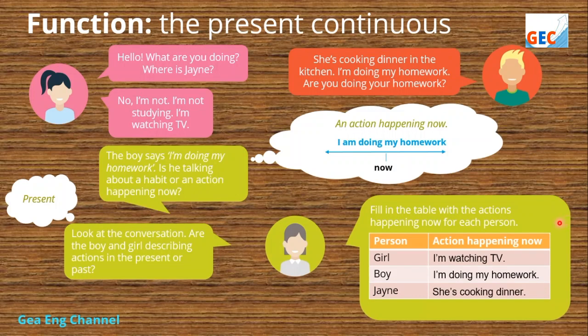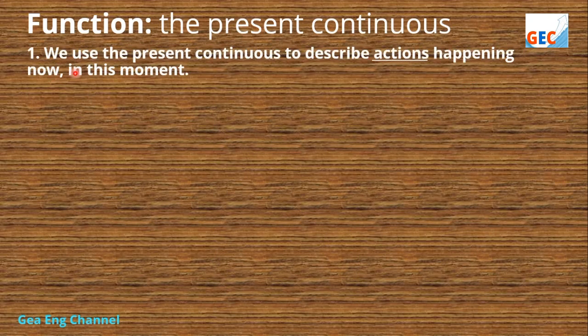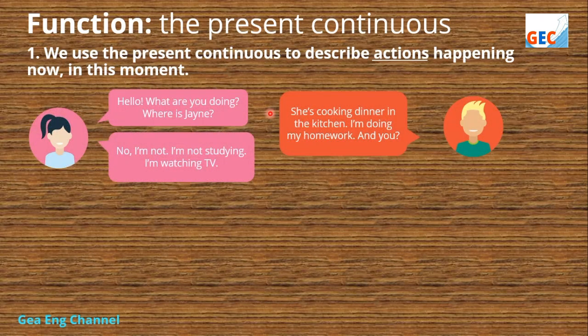So here the girl says, I'm watching TV, and the boy, I'm doing my homework, and Jane, she's cooking dinner. So we use the present continuous to describe actions happening now or happening in this moment. As you see here, she's cooking dinner in the kitchen, I'm doing my homework, and I'm watching TV.